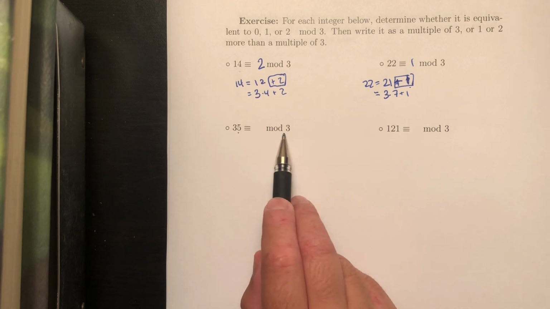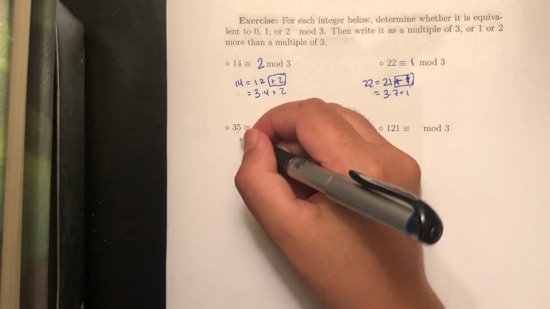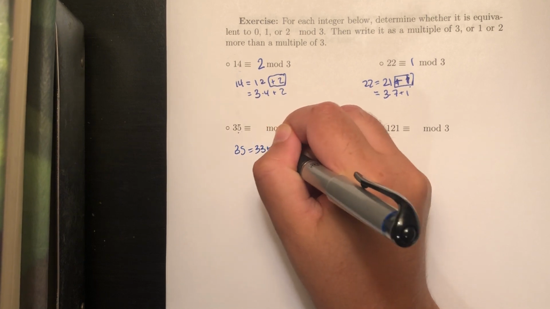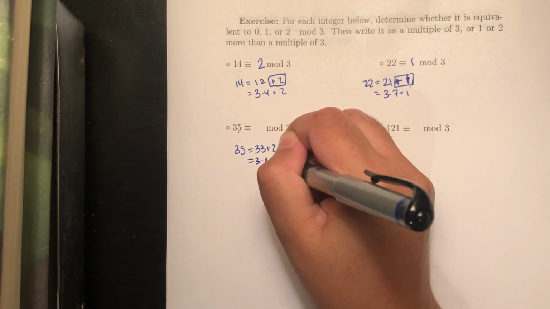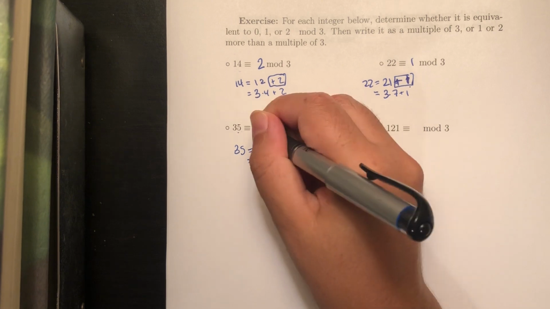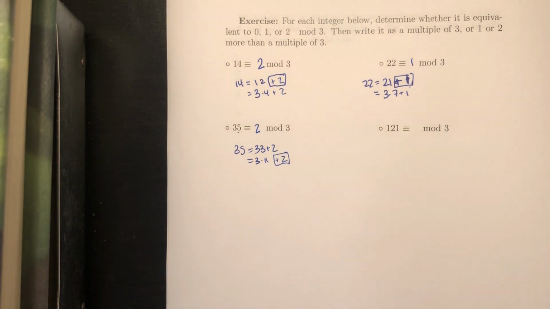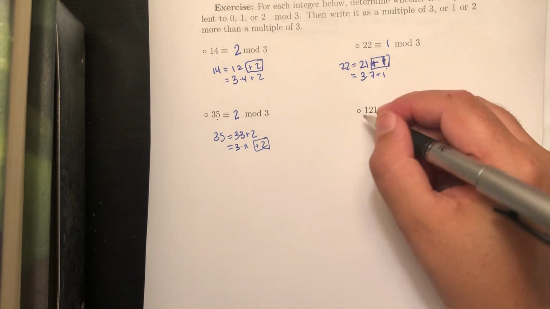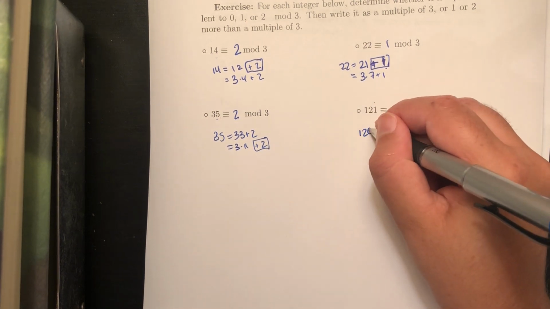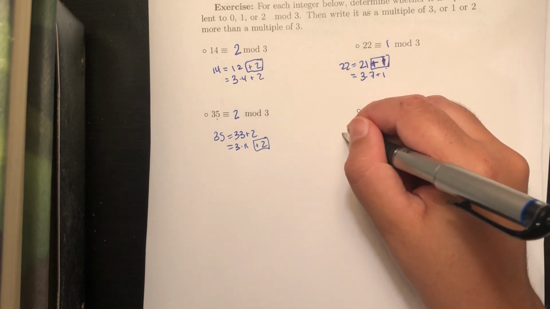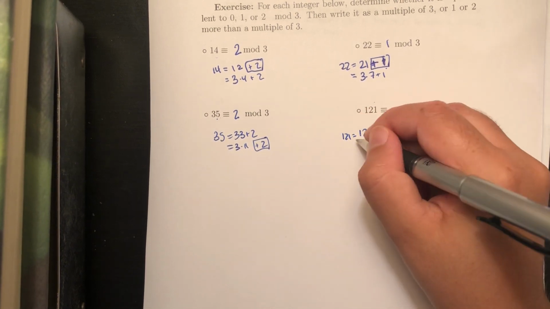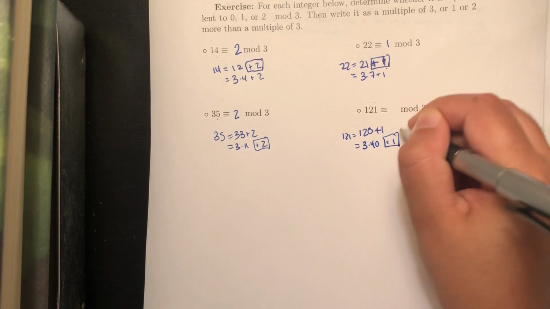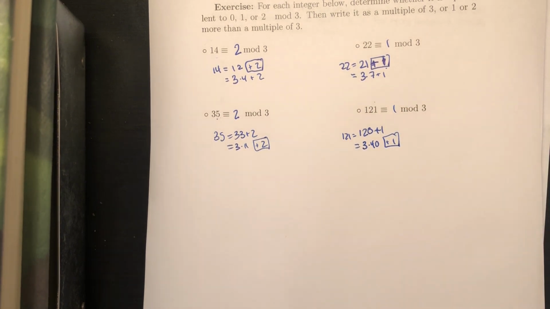35, is 35 a multiple of 3? No, it's not. The closest one would be 33. It's 33 plus 2, or 3 times 11 plus 2. So this plus 2 at the end means 35 is equivalent to 2 mod 3. And finally, 121 is not a multiple of 3, but the closest one would be 120. So 121 is 120 plus 1, so that's 3 times 40 plus 1. And that plus 1 means 121 would be equivalent to 1 mod 3.